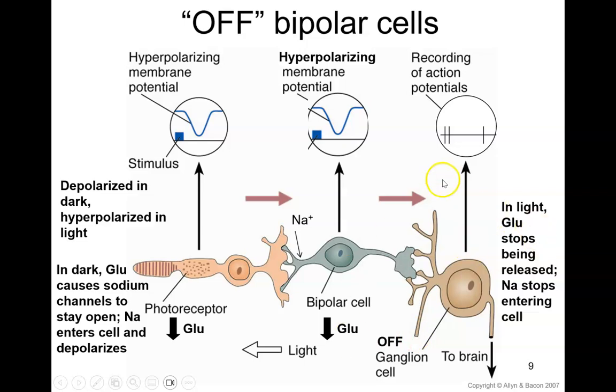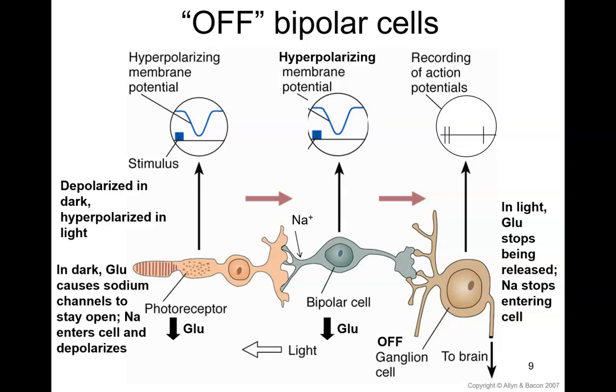So when glutamate is released from the photoreceptor to the bipolar cell, this is going to bind to the sodium channel. It's going to open the sodium channel, and sodium is going to rush inside of the bipolar cell, and that's going to depolarize it in the dark. So sodium will enter the cell and depolarize it in the dark. Let's talk about what happens with light.